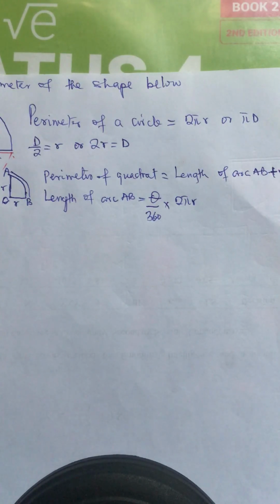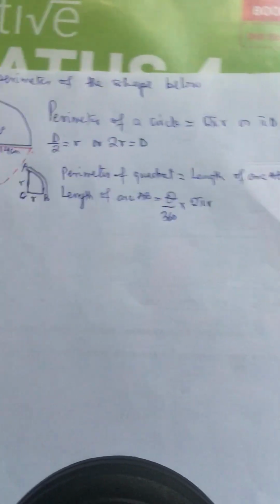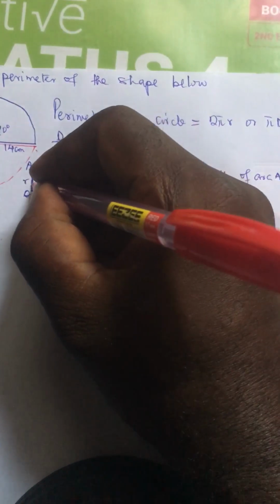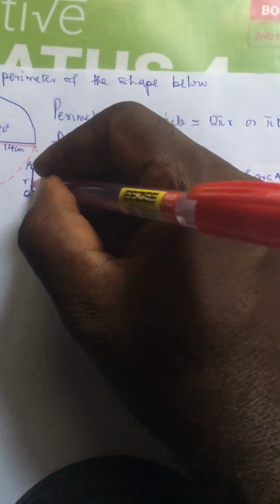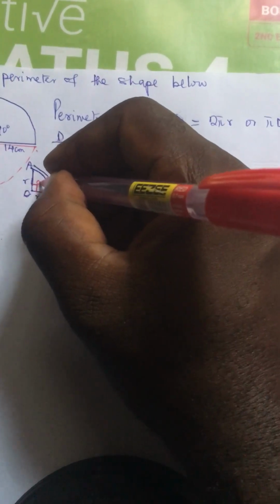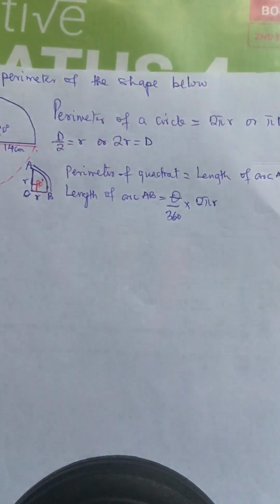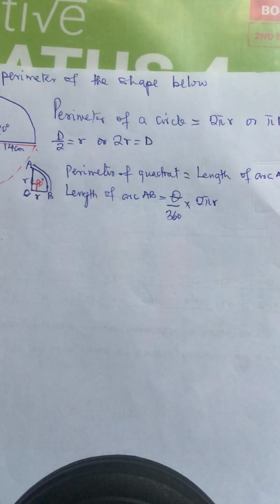Theta is the angle the arc makes with the center of the circle. In this case, my theta is this, and it's 90 degrees because it is a quadrant. It could be any other angle. It could be 30, it could be 60, it could be 120, 270, and so forth. You have been solving with that. The theta in this case is 90 degrees.